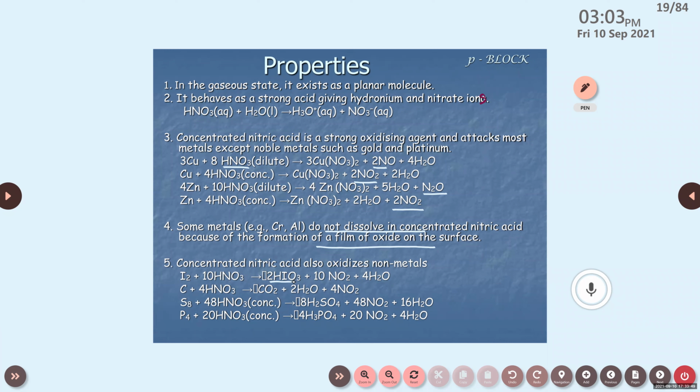Concentrated nitric acid also oxidizes non-metals. Okay, non-metals. That's about their properties. Then the next important thing is the brown ring test. That is a very important one. We are doing the same brown ring test in our lab for identification of nitrates. So it's very important.